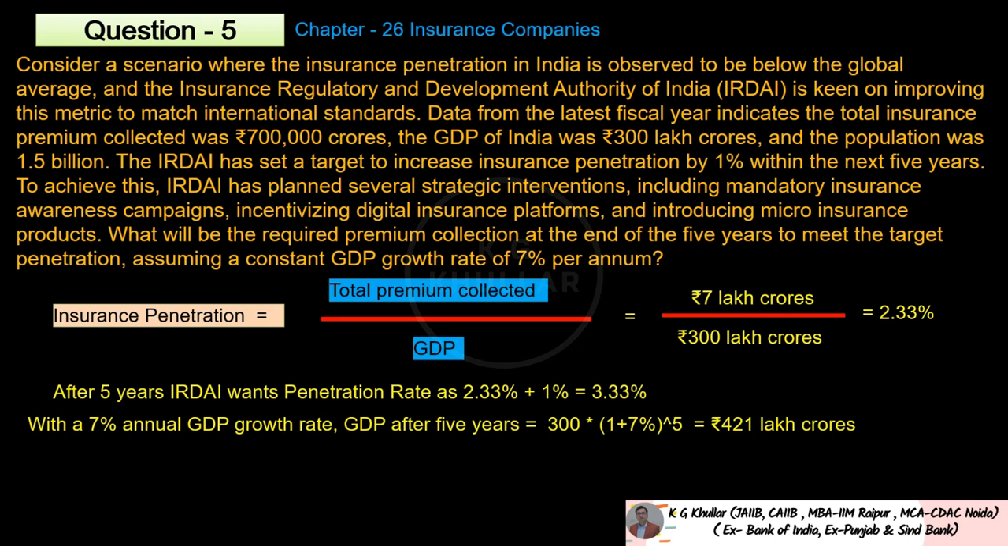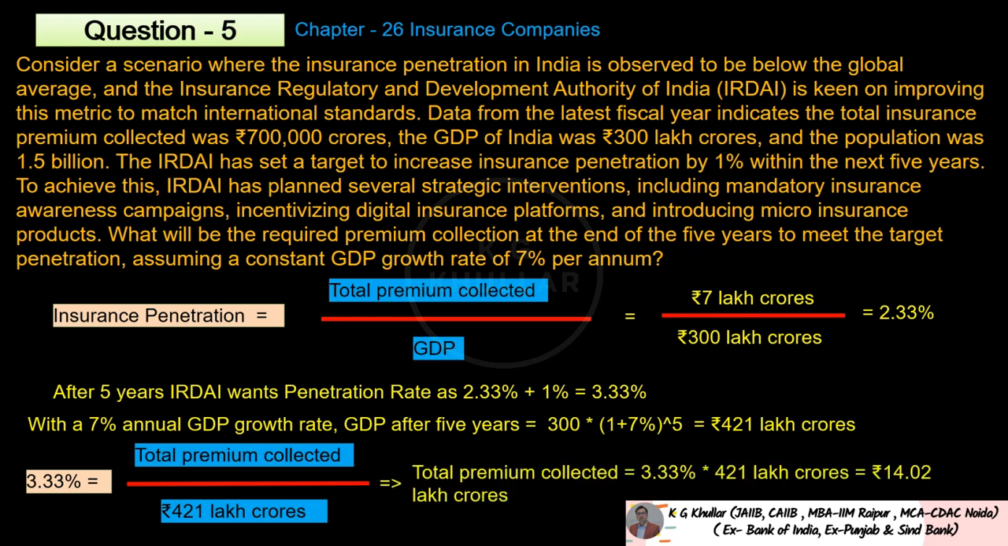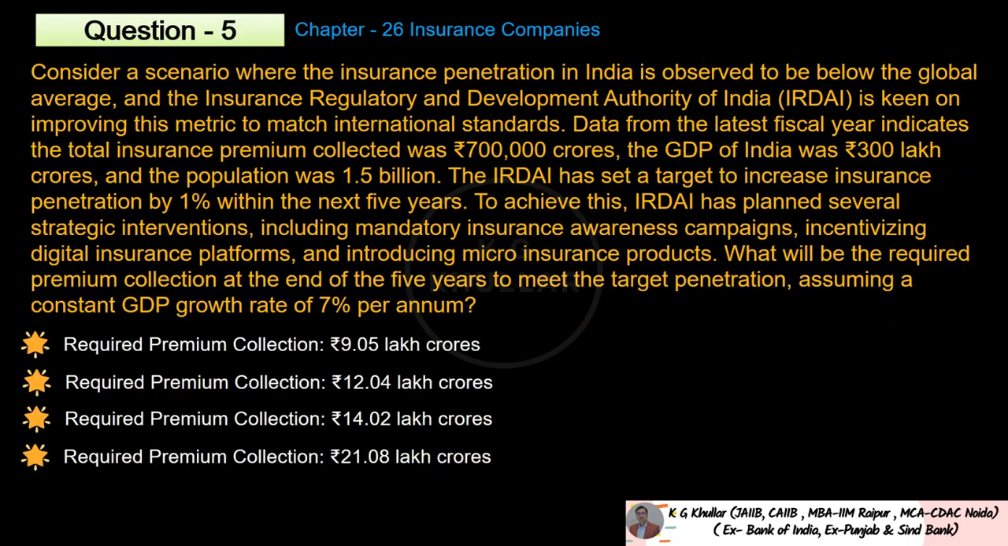Now friends, we got our insurance penetration rate after 5 years and also GDP after 5 years. So just plug in these values in the formula. We get required premium collection as 3.33% multiplied by 421 lakh crore rupees equals 14.02 lakh crores. Thus the correct option for the given question is option C.